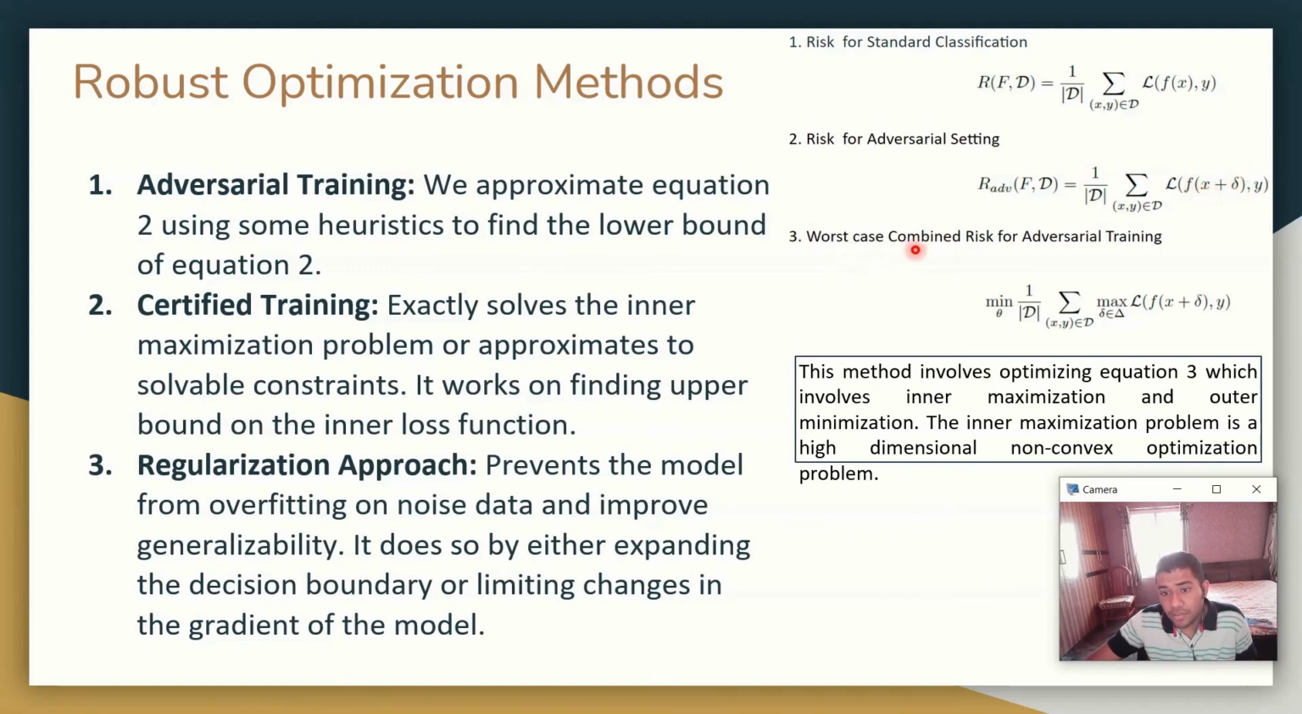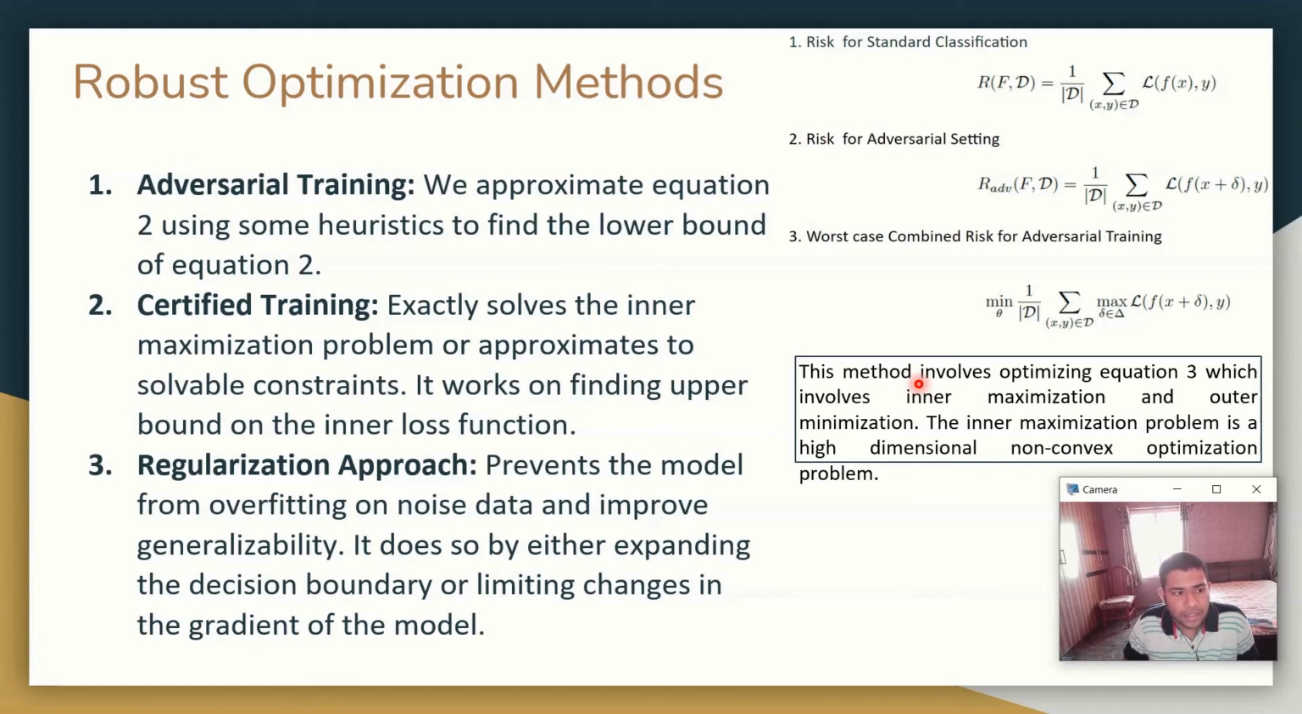And then we have the worst case combined risk for adversarial training, where we have the inner maximization, which involves finding a perturbation which maximizes the inner loss function, whereas we try to minimize the overall combined loss with respect to all training samples. So this method involves optimization of equation 3, which involves an inner maximization and outer minimization. So this problem is a high dimensional non-convex optimization problem, which is not very easy to solve given its nature.